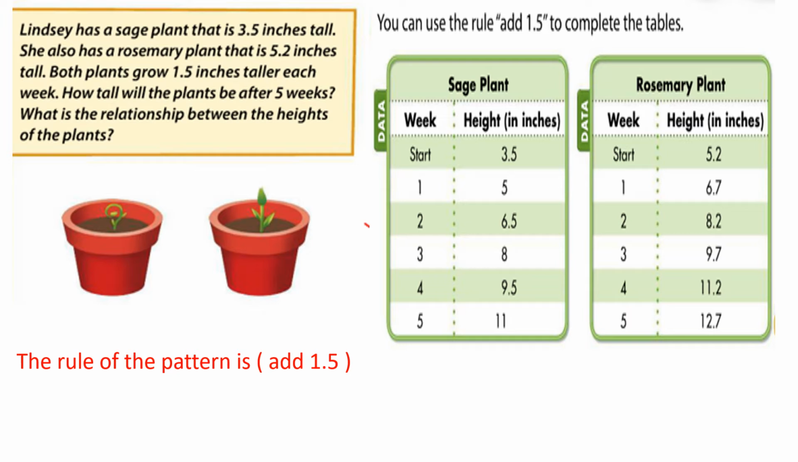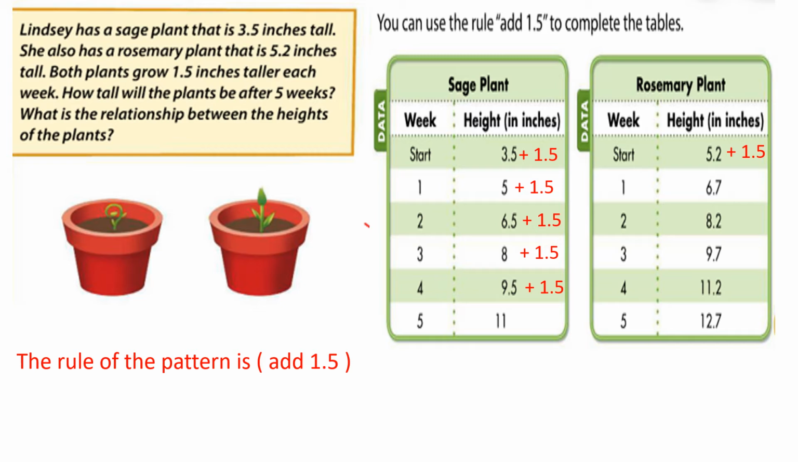Okay, so just add 1.5 to 3.5, and at the end of the first week it will be 5 inches tall. Then add 1.5 to 5, and at the end of the second week it is 6.5 inches tall. Then add another 1.5 to 6.5 to be 8 inches tall at the end of the third week, then another 1.5 added to 8 will be 9.5 at the end of the fourth week, then add another 1.5 to 9.5 will be 11 inches tall at the end of the fifth week. That's for the sage plant.